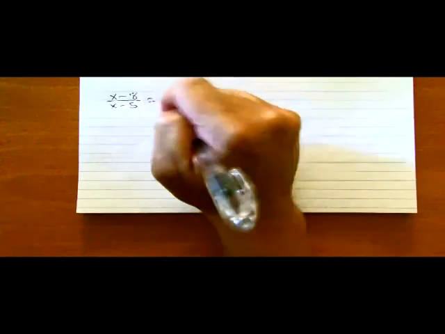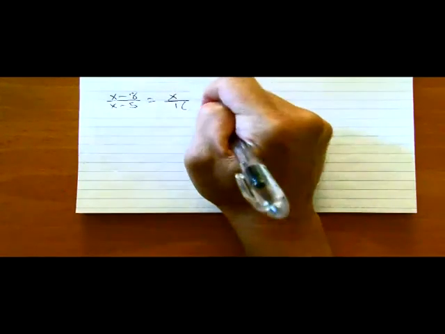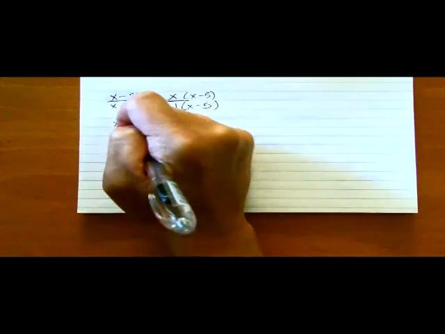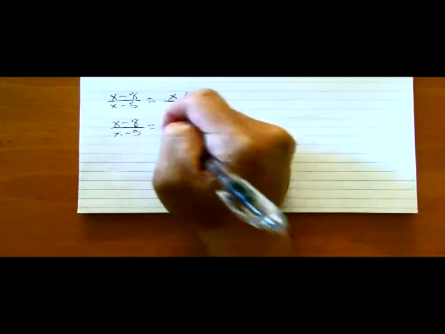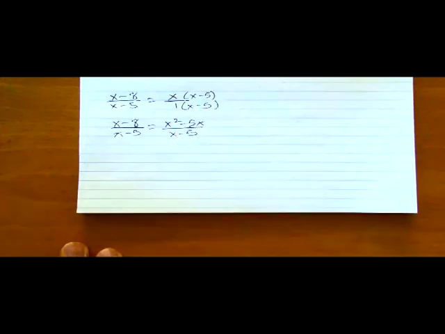x minus 8 over x minus 5 equals x. We need to get the denominators to match. So we know the second one is over 1. We should multiply this fraction, top and bottom, by x minus 5, whatever's there in the other denominator. Okay, now the denominators match. x minus 8 over x minus 5 equals, I'm going to distribute the x, x squared minus 5x over x minus 5.